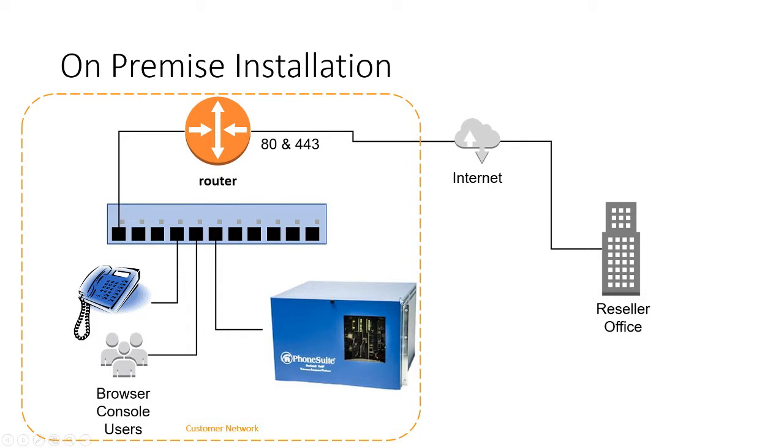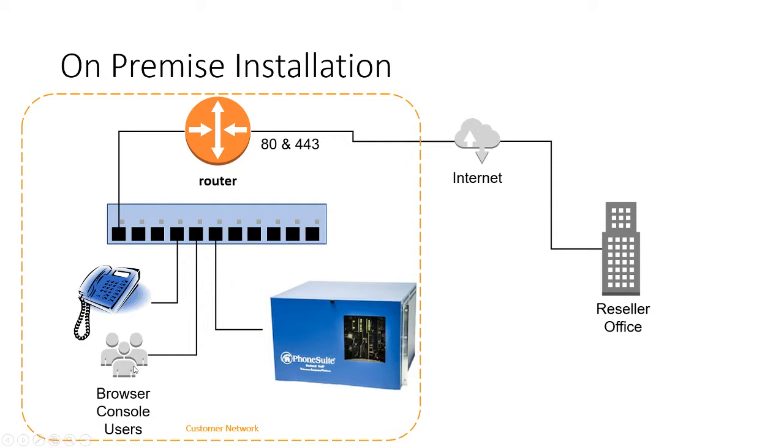This is good in some regard because the SIP phones here can communicate locally to the Voiceware system using ports 5060 in the 10,000 to 20,000 range. And you usually don't need to do anything special to the router because the router should allow all traffic that's internal on the network to just pass without restriction. So if the phone wants to talk to Voiceware or the Voiceware wants to send a call to the phone, the router should just let that happen because it's all happening on the internal network. Same with the browser console users.